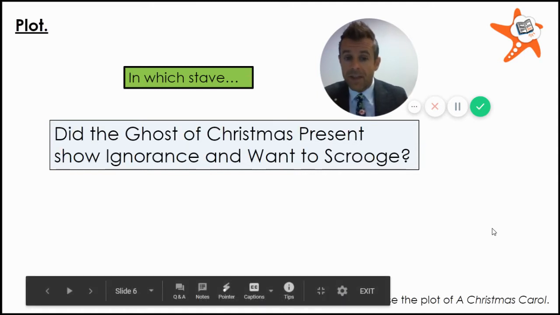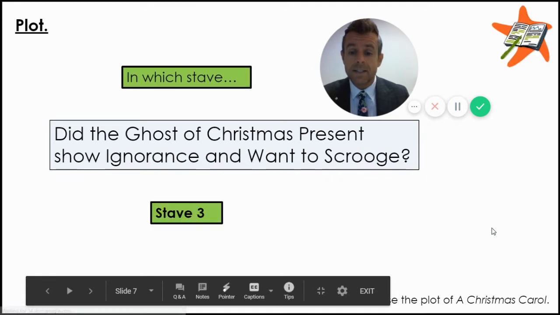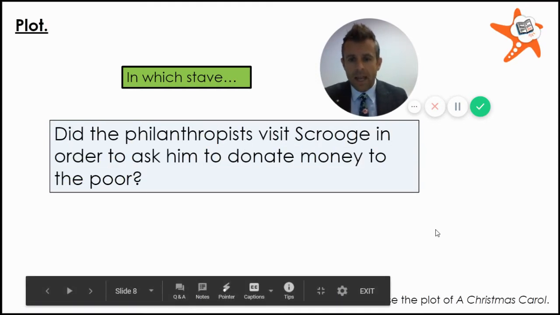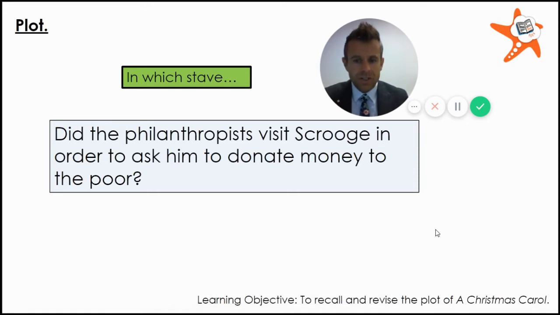Great. Okay, and the answer is stave 3. Excellent. So give yourself a tick if you got stave 3. All right, that's a really important moment in the novel because ignorance and want represent the sins of the Victorian capitalist class there. Okay, now that you've got the idea, that was number 1. Here's number 2. In which stave did the philanthropists visit Scrooge in order to ask him to donate money to the poor? Okay, I'm going to give you 10 seconds to write down which stave you think that happened in.